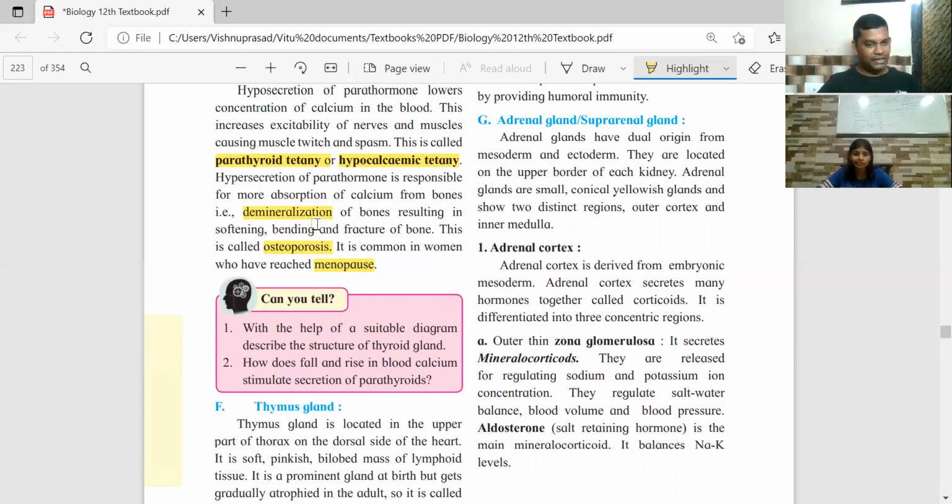Oh, okay. Getting it? Okay. Getting it. समझा यहाँ पे? Any doubt in the parathyroid and thyroid? Sure. Okay. Okay. समझा. Next one.